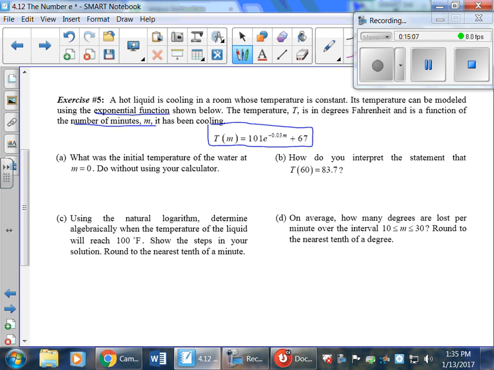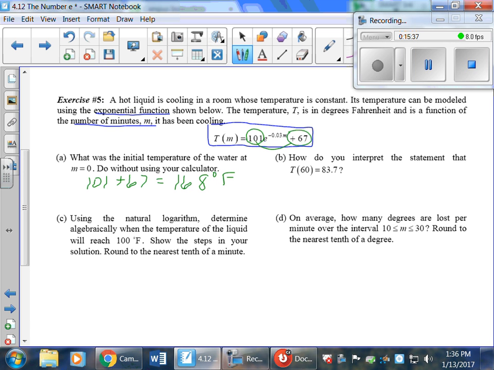Well, I'm going to remind you that the initial value is going to be the number sitting in front of your base, but because we have a plus 67 here, you must make sure that you're adding that on as well. So it's going to be 101 plus 67, which is 168 degrees Fahrenheit. Always make sure you put your units in.